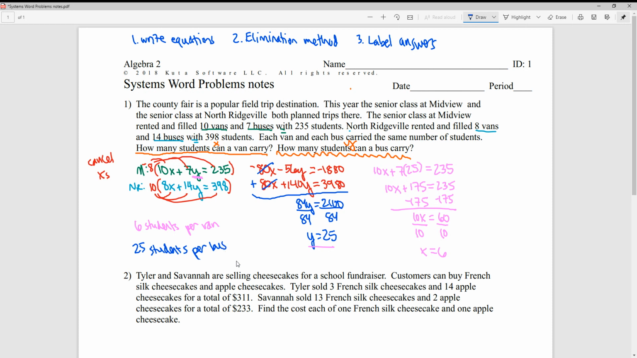So again, for a word problem, don't write your answers as an ordered pair. Write your answer with some words explaining what those answers mean. What those answers mean is usually in the last sentence or two of the problem. So that's the process. Write your equations, use the elimination method to make something cancel, find both x and y, and label your answers with words instead of writing them as an ordered pair. Let's try one more.